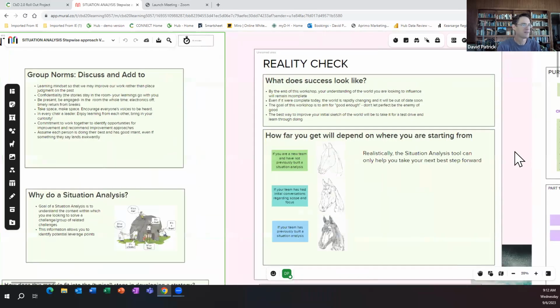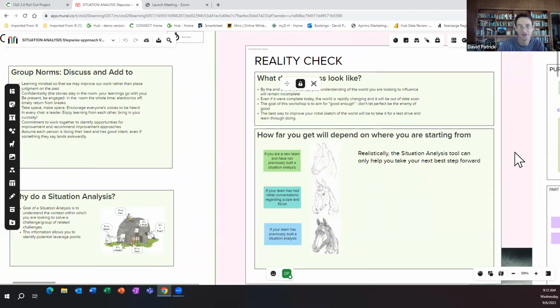So, I do think it's important for teams to have a little bit of a reality check about what is likely to be the end result of your time going through this workshop series. One thing to emphasize is that you will not end up with a complete, detailed understanding of the context within which you're working. We hope you have enough of an understanding that it's a useful resource for you moving forward.